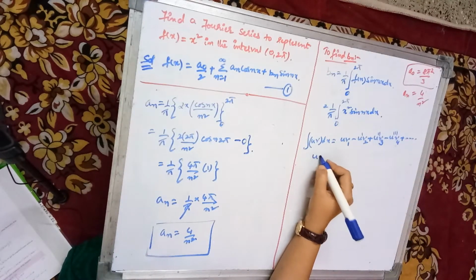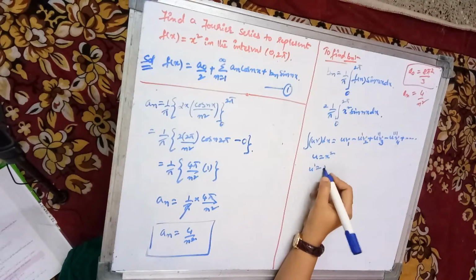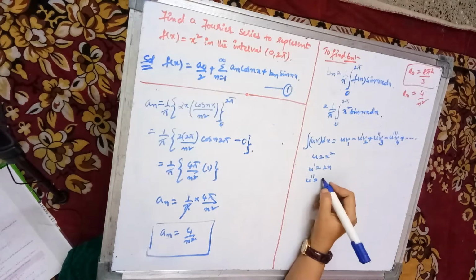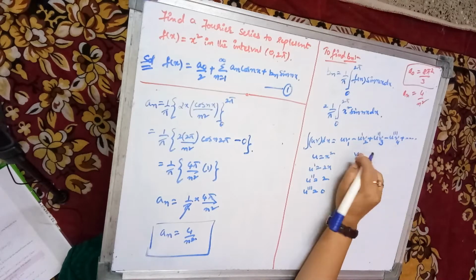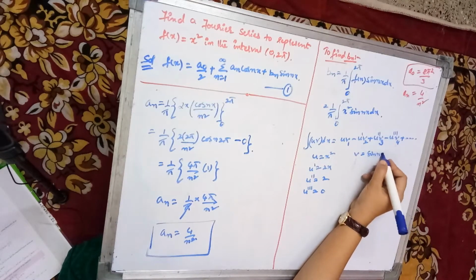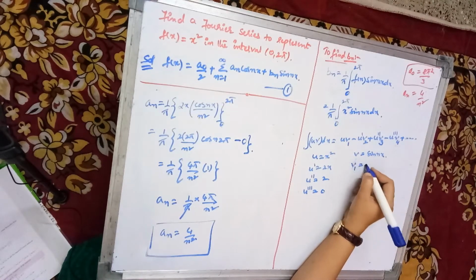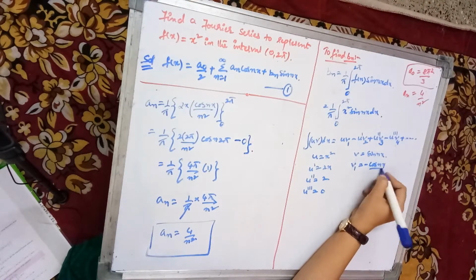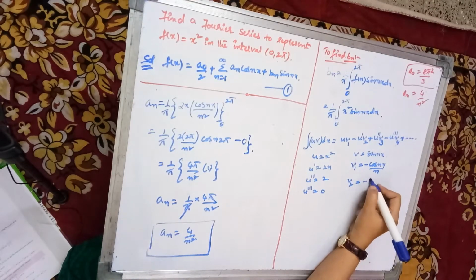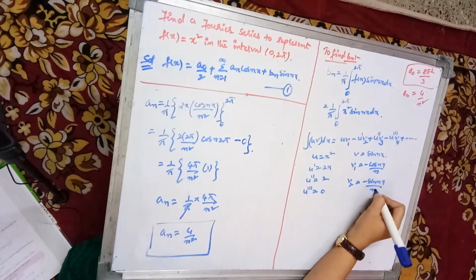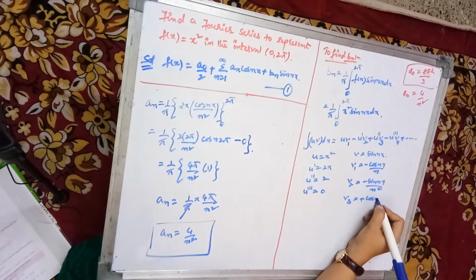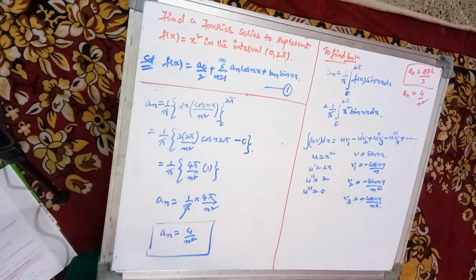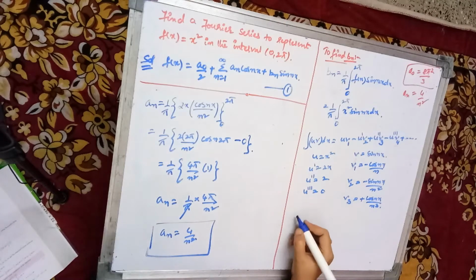Here u is equal to x square, u dash is equal to 2x, u double dash is equal to 2, u triple dash is equal to 0. v is equal to sine nx, where its integration is minus cos nx by n, v2 is equal to minus sine nx by n square, v3 is equal to minus into minus, so it's going to be plus cos nx by n cube, and so on. Now substitute all the values into the formula.